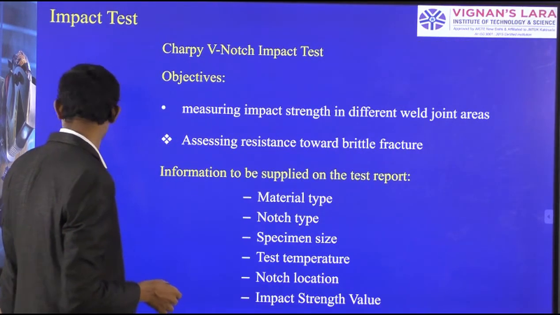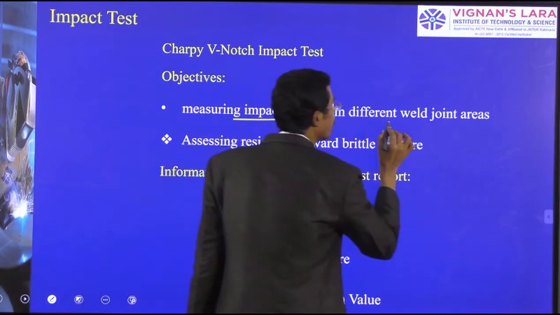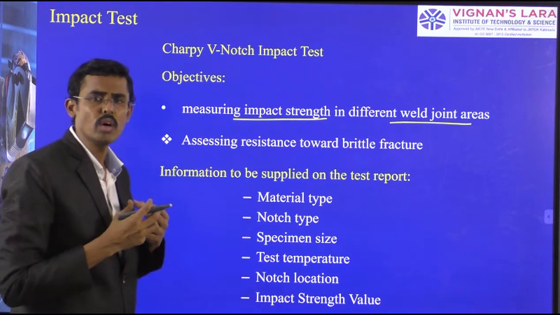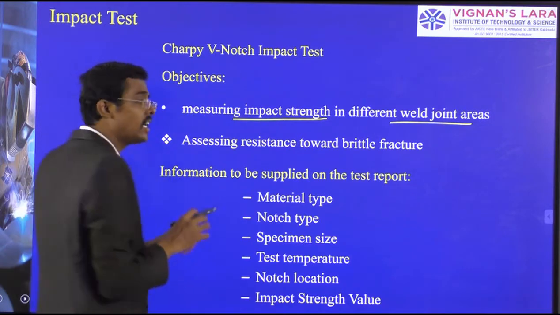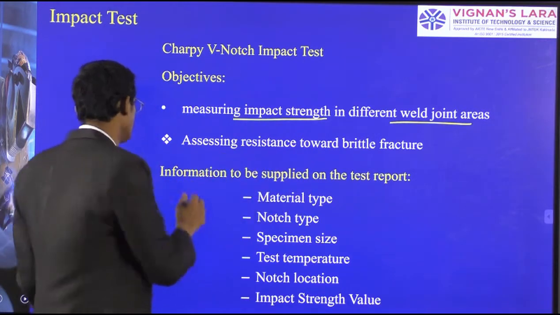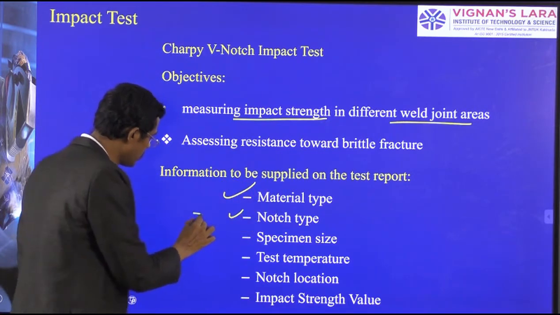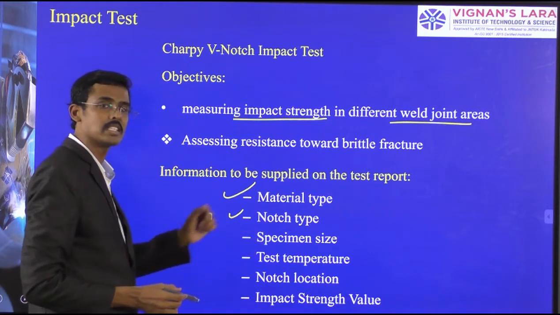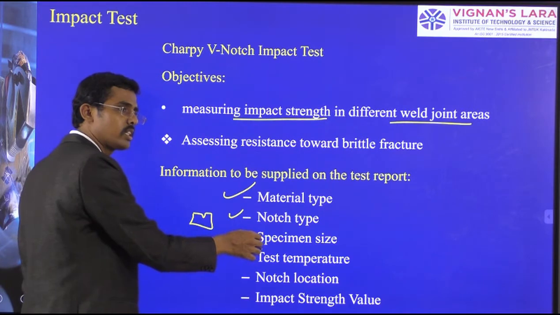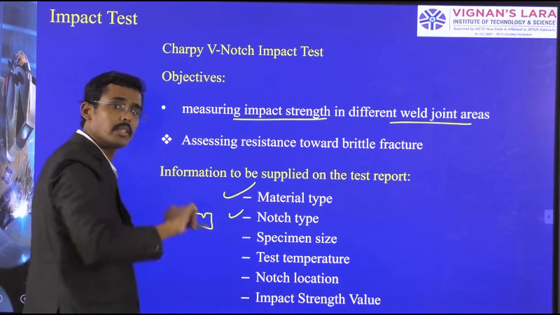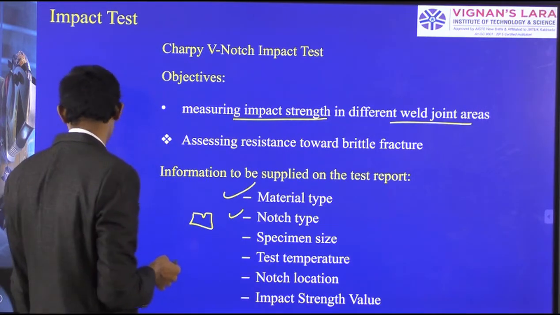Now we come to the next one, toughness. The objective is measuring impact strength at different weld areas. It should observe the impact and how far it withstands, and then it will also break. There the elongation, here the absorption. Information supplied for testing: material type, the notch, how much notch, the specimen size, 55 by 10 by 10. Test temperature: at what temperature we are testing, room temperature or cryogenic temperatures. Notch locations and impact strength values. Those things we have to give.